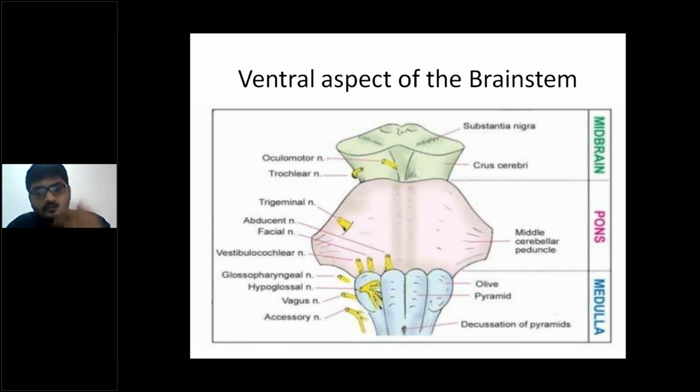See, if you take this is the brainstem, right? So this is the anterior, so ventral aspect of the brainstem. Now I am showing you the ventral aspect of the brainstem, right? So ventral aspect of the brainstem: midbrain, pons, medulla oblongata, right?